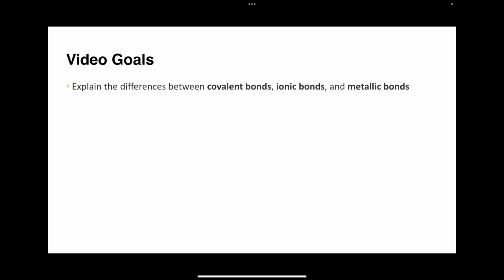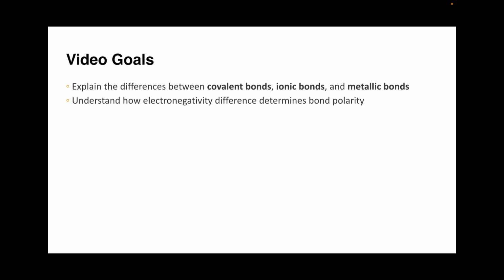That brings us to the end of this video. Let's review our goals. First, we looked at the differences between covalent, ionic, and metallic bonds. Then we looked at how electronegativity difference determines bond polarity and bond type. And finally, we identified partial charges on covalent bonds.